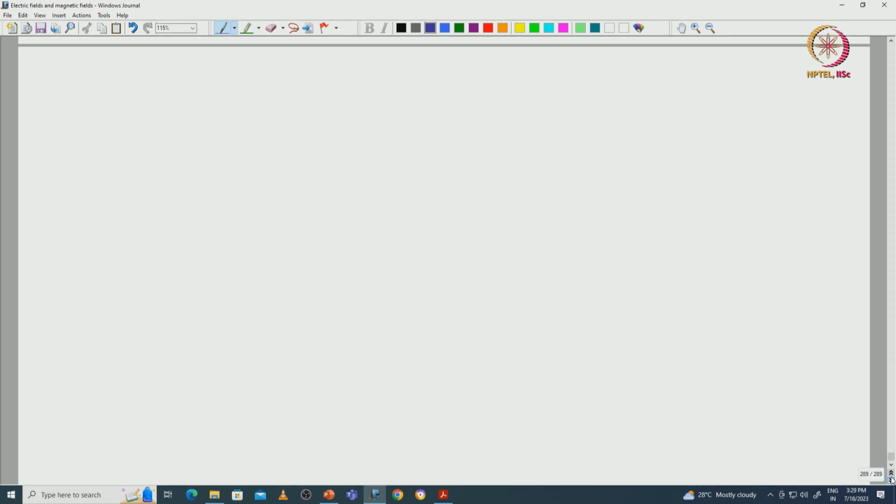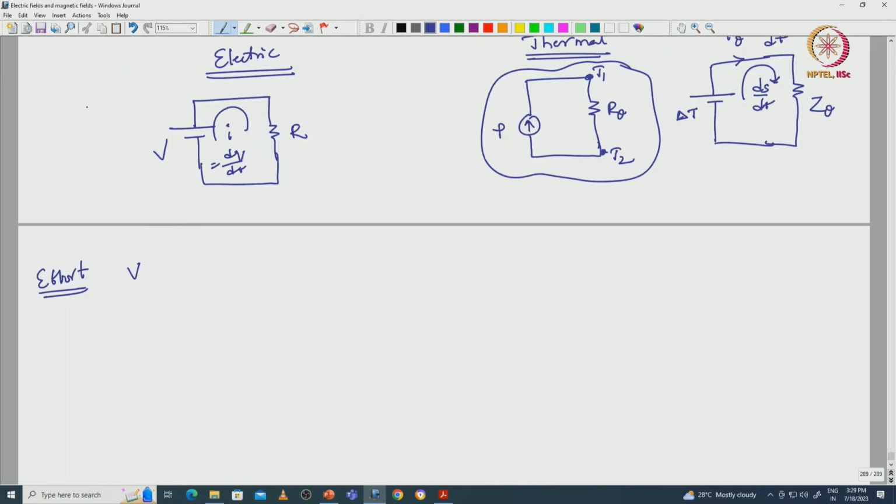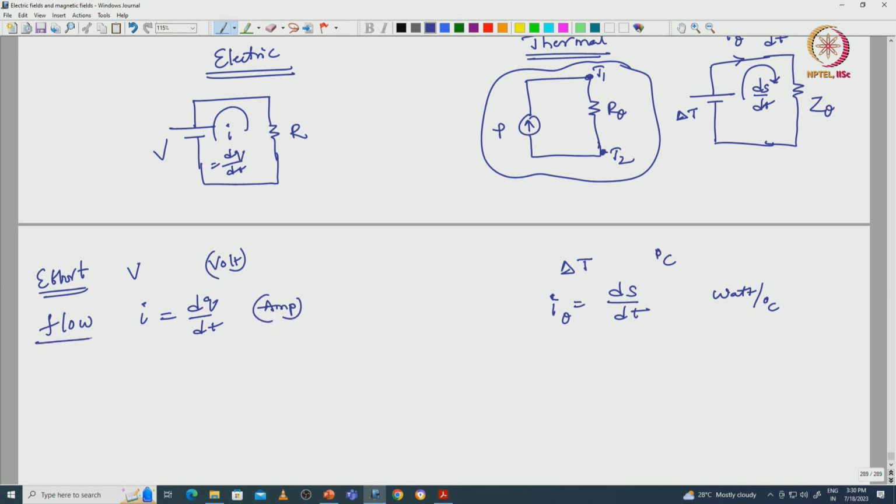So the effort variable is voltage in the electric domain, and here it is change in temperature, and the flow variable is current, I is equal to dq by dt. Here the thermal current I theta is equal to ds by dt. The units of ds by dt are watt per degree Celsius, and the temperature units are degree Celsius, here volt and amperes for current.